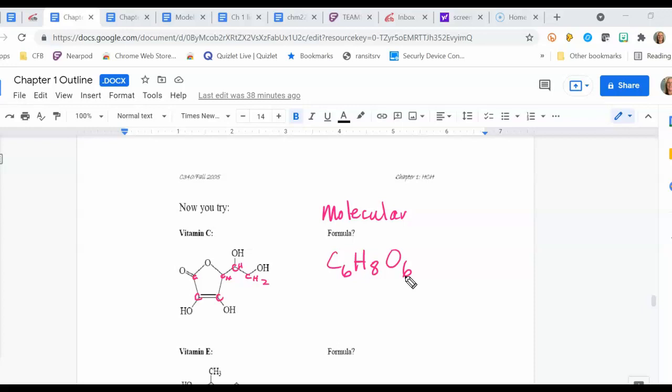How would you know from that how it's all bonded together? You would have to be told the name, or some more information to know what kind of molecule you have, like, for instance, how it reacts and so forth. That's going to come later on, so we're not going to worry about that right now.